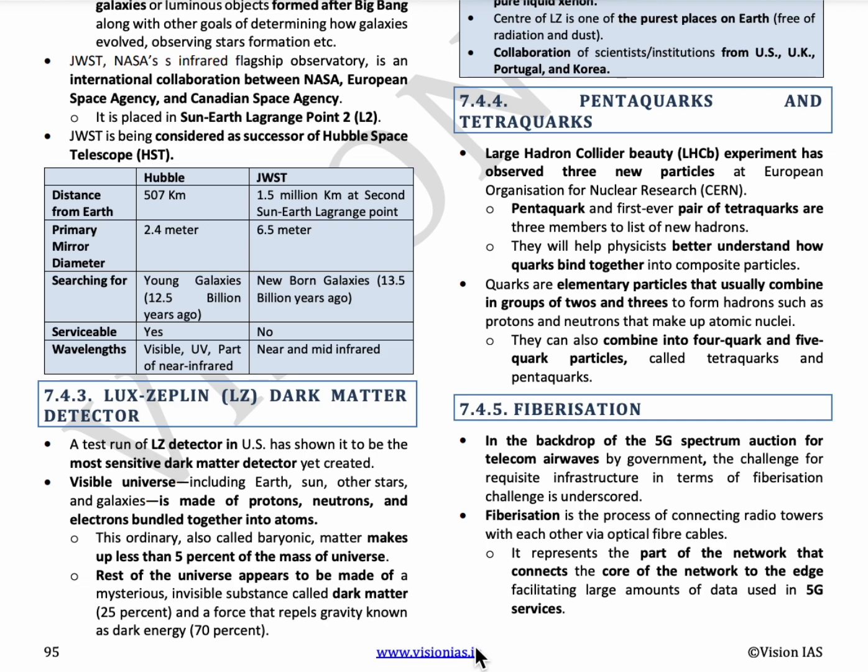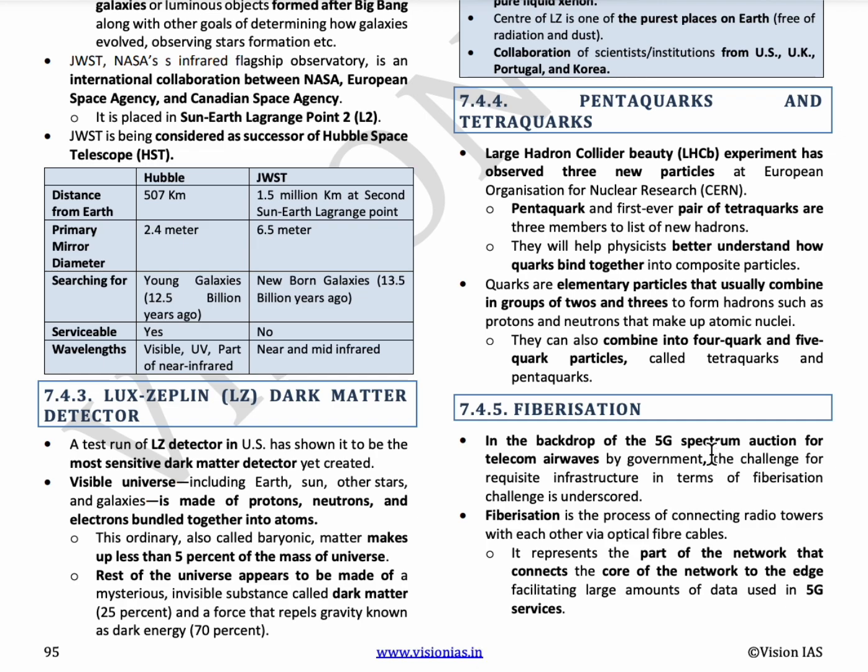So we have visible universe, which consists of Earth, Sun and other stars and galaxies, which is only 5% of the universe, and the rest 95% is the mysterious invisible substance called the dark matter and the dark energy. The dark energy here repels gravity and doesn't interact with the electromagnetic force. So, to detect the dark matter, LZ detector was designed with the collaboration of scientists and institutions from US, UK, Portugal, and Korea.